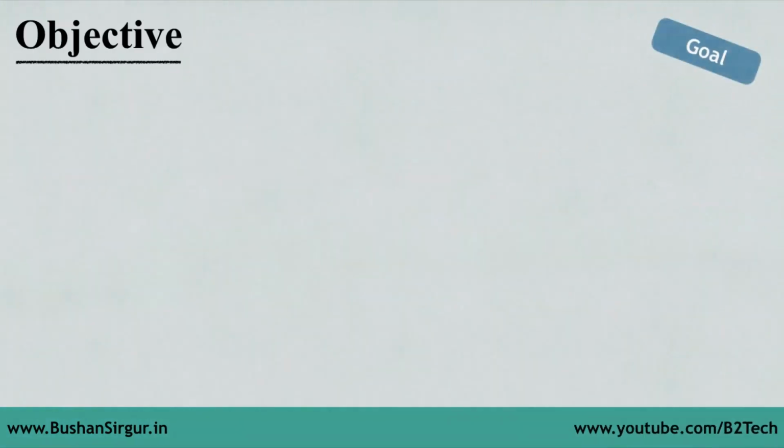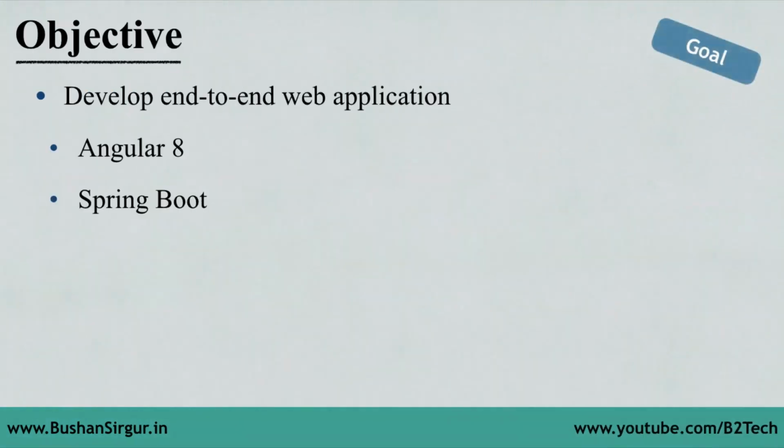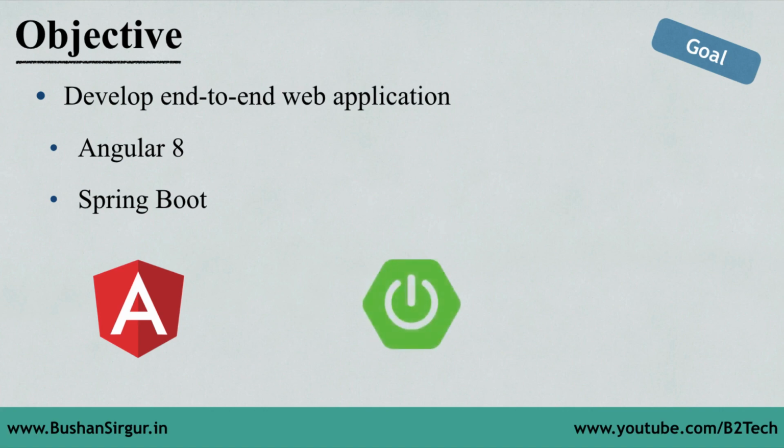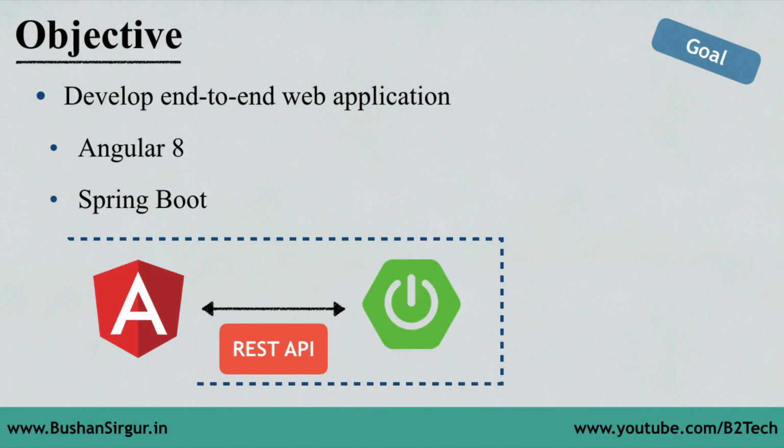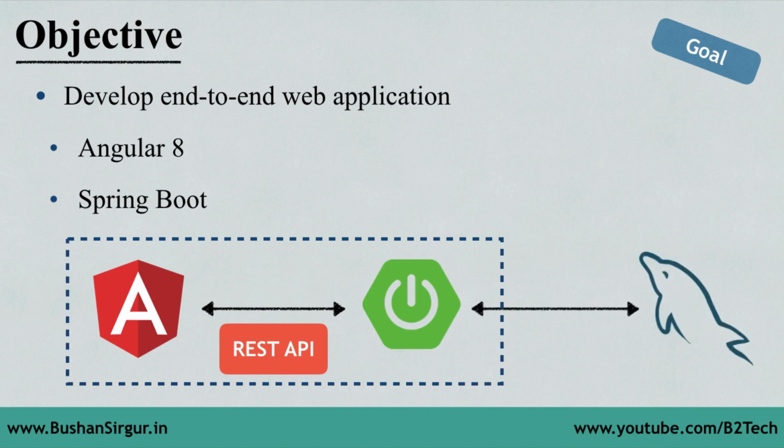The objective of this course is to develop an end-to-end web application using Angular 8 and Spring Boot. So we have an Angular application at the front end and we have a Spring Boot application at the back end. They both communicate through REST API, and we're going to connect this to a MySQL database which provides the full CRUD support.